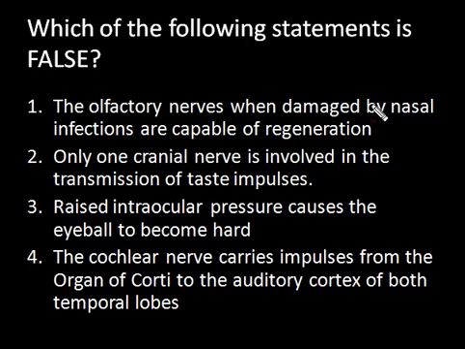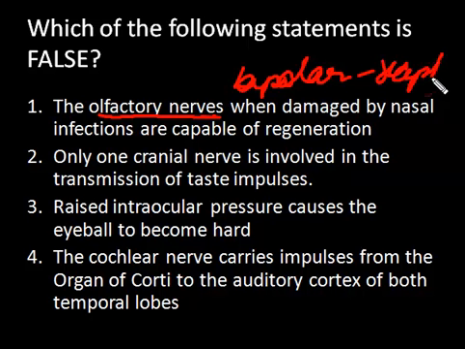So similar to the first question, if damaged by nasal infections or any other condition, like when you have prolonged sniffing of pungent fumes, these nerves are damaged. And as you know, there's not a single olfactory nerve, there are 20 bundles of nerves. Now, the peculiar feature of these nerves is that these nerves themselves, the bipolar neurons themselves, act as receptors, and these are one type of nerves which are capable of regeneration. In fact, they're replaced every 2 months or so. So this is a true statement. Let's look at the next one.